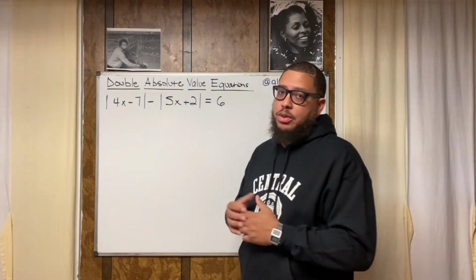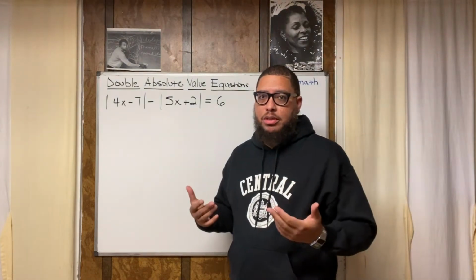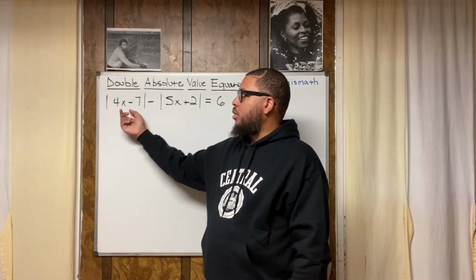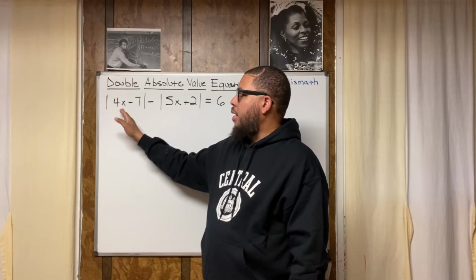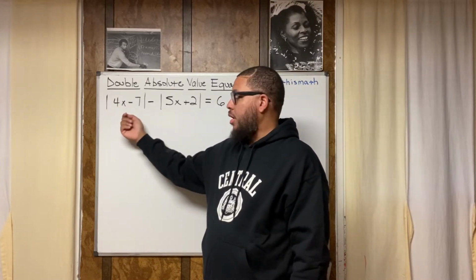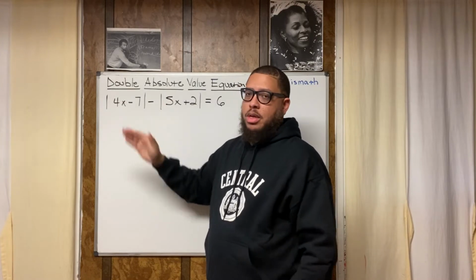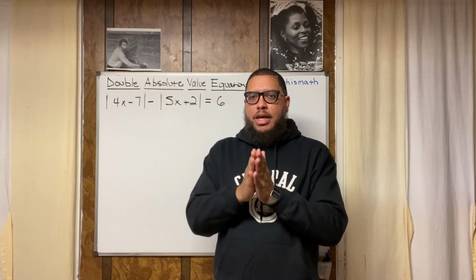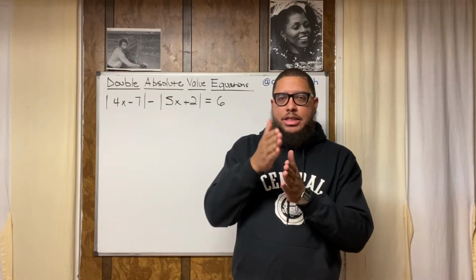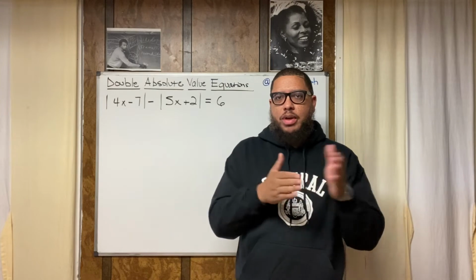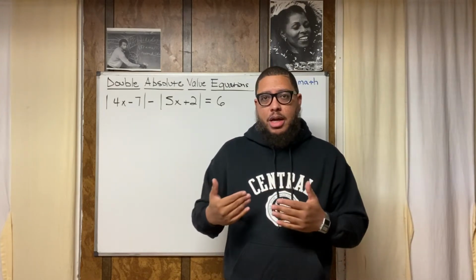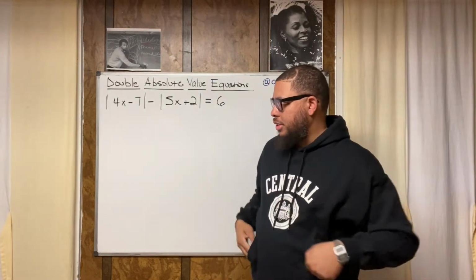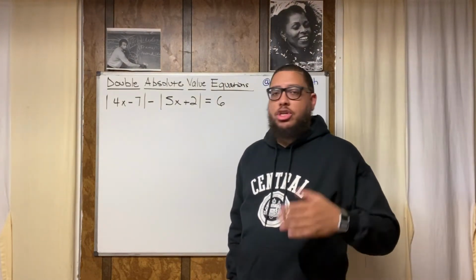So first thing we're going to do is find what I like to call turning points. What value of x is going to make this expression equal to 0? We're going to do that for each of the absolute values. That's important because at 0, you can either go positive or you can go negative. If you think about the number line, if you're positive, you're going to the right. If you're negative, you're going to the left.